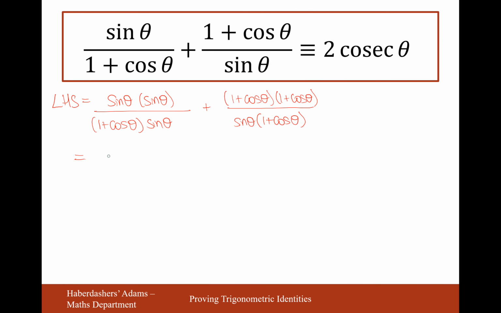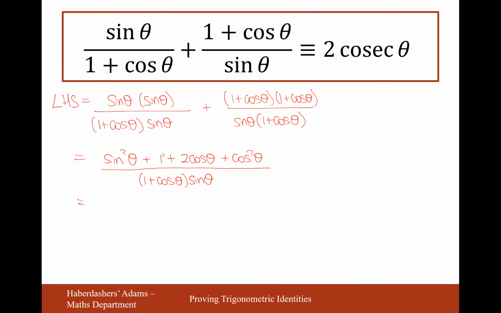Okay, let's now put these two together then. So it's going to be sine squared theta plus 1 plus 2 cos theta, expanding the brackets on the right, plus cos squared theta, all over 1 plus cos theta sine theta. I don't think it's worth our time factorising the bottom, so expanding the bottom.